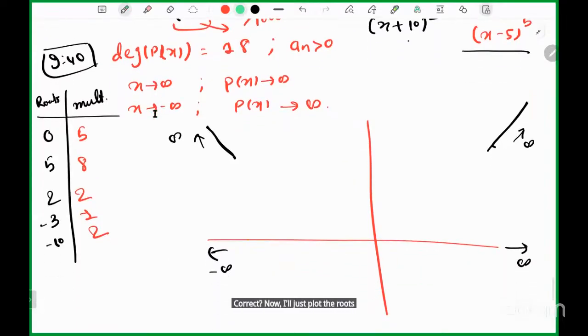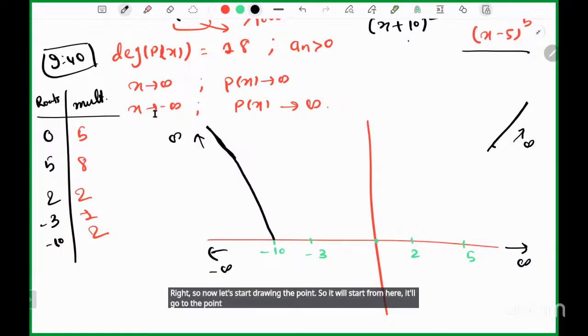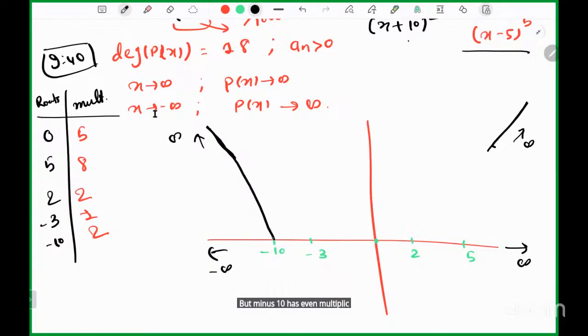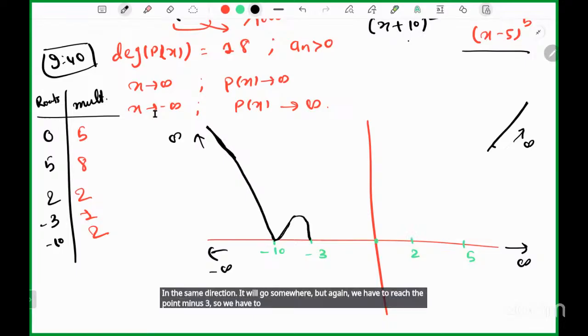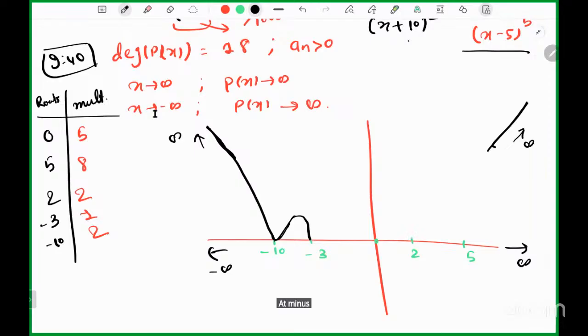Now I'll just plot the roots. So suppose this is minus 10, minus 3, we have 0, we have 2, and we have 5. Right. So now let's start drawing the graph. It will start from here and go to the point x equals minus 10. But minus 10 has even multiplicity, so it will touch and return back in the same direction. It will go somewhere, but again we have to come back to the point minus 3. Since the multiplicity of the root minus 3 is 1, it will intersect the x-axis.